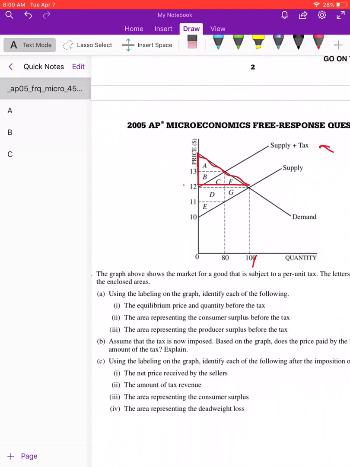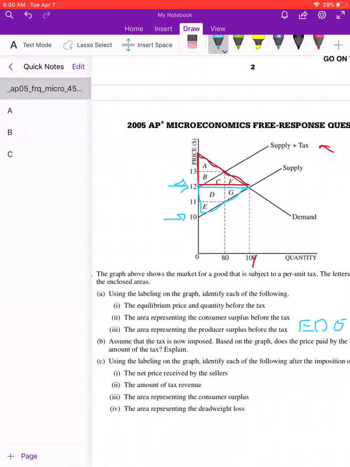So A3, the area representing the producer surplus before the tax, that's easy peasy. That's going to be the area down here. Producer surplus is the difference between what the business was willing to accept for the good and what they in reality got to accept. So in this case, it looks to be E, D, G is your answer for the area representing the producer surplus, E, D, G.